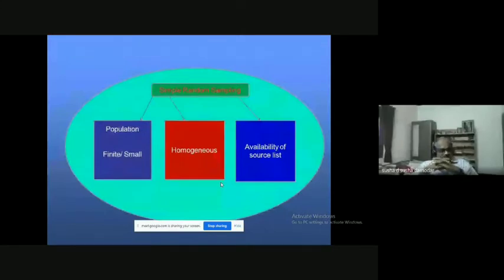Coming to simple random sampling, the conditions: the population must be finite or small. All the units in the population must be homogeneous, and the researcher should have the source list in his or her hand. So by satisfying these three conditions, that means the population is finite or small, all the elements are homogeneous, and the researcher has the source list in hand, then we will apply simple random sampling.